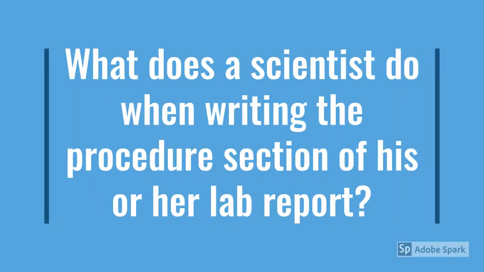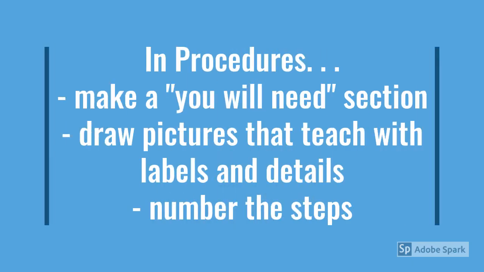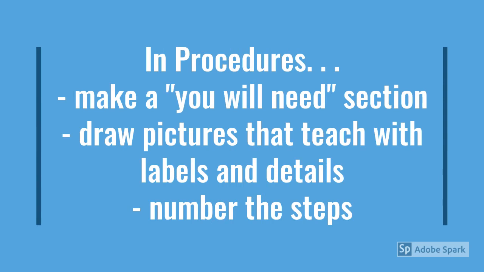So, what does a scientist do when writing the procedure section of his or her lab report? Let's find out. Writers, today you are going to write a new procedure page, a blank one, and you will have the chance to write that page all over from the beginning, making it so, so much better. Right now, think about what needs to be included in your procedure. Make sure you include a you will need section. Draw pictures that teach with labels and details, and number all the steps of the experiment.